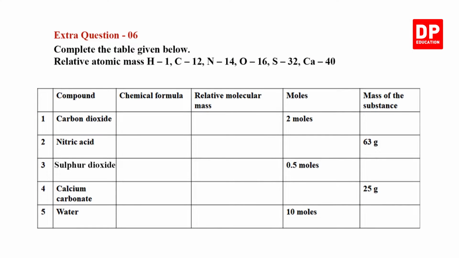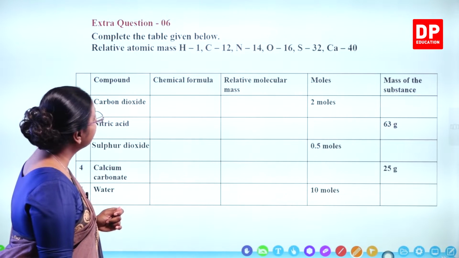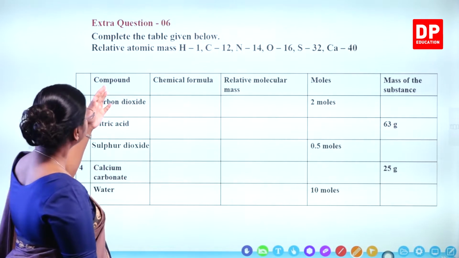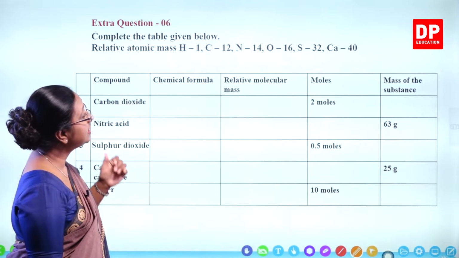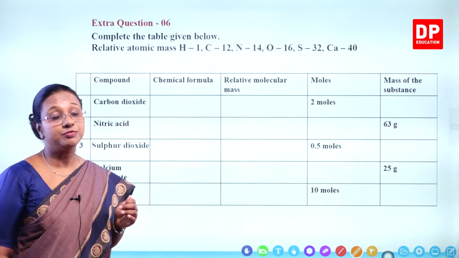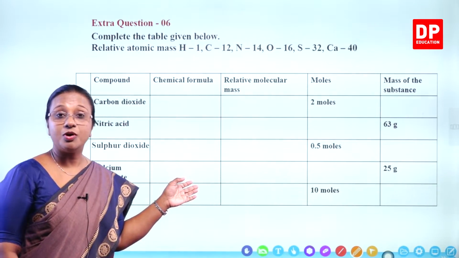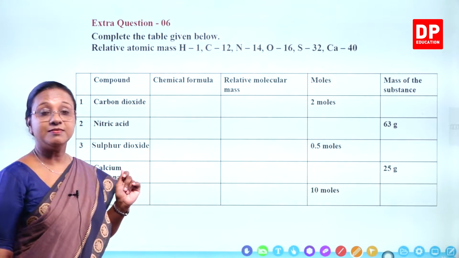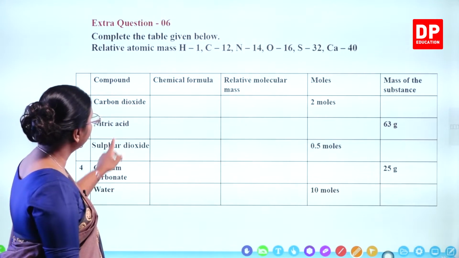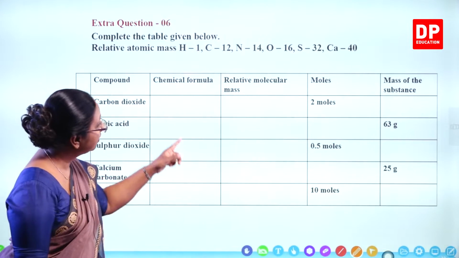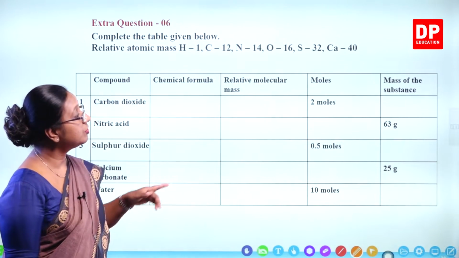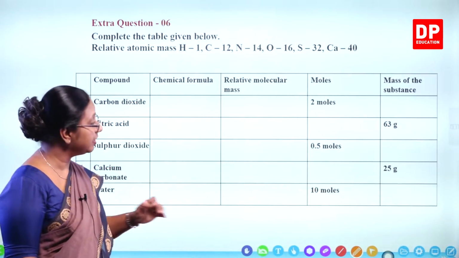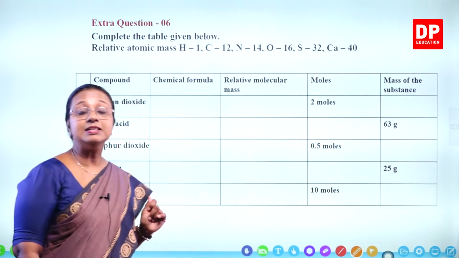Extra question 6. Again a similar question. Complete the table given below. Here the relative atomic masses are given to you. Hydrogen 1, carbon 12, nitrogen 14, oxygen 16, sulfur 32 and calcium 40. This is given in your textbook also. But again with the question, the values are given. You have compounds, you need to write the chemical formula, then the relative molecular mass has to be calculated. Again, number of moles and mass of the substances are given. You need to fill in the spaces.